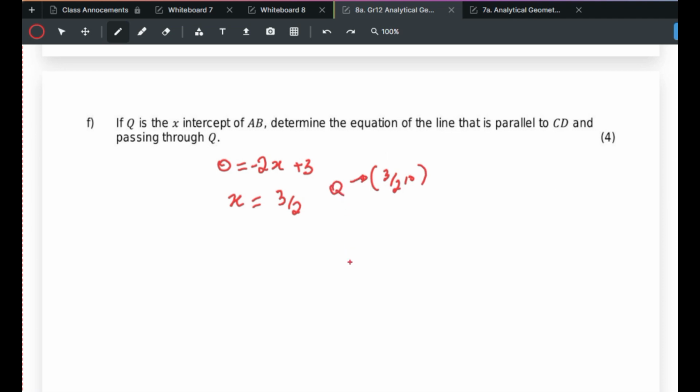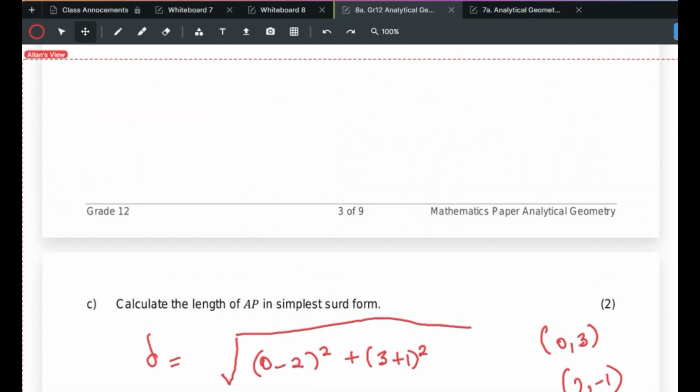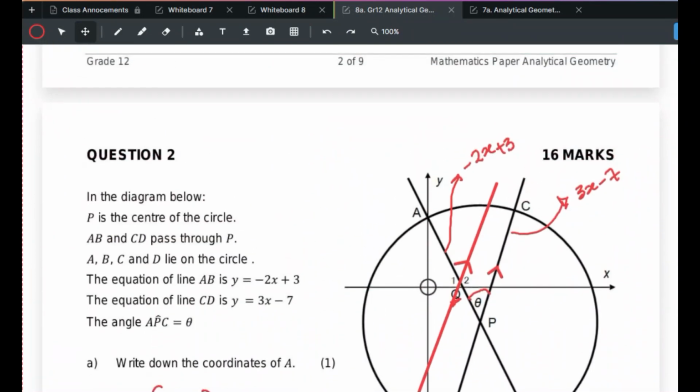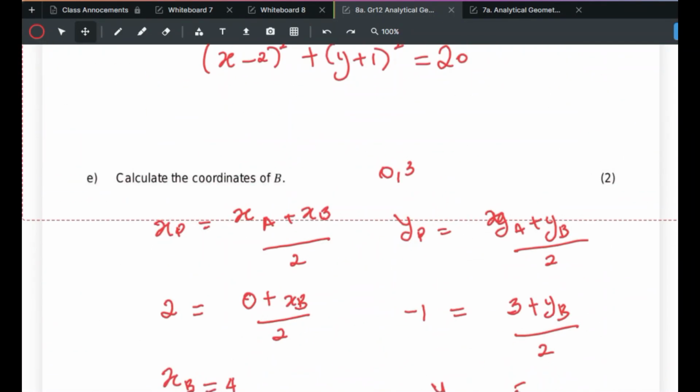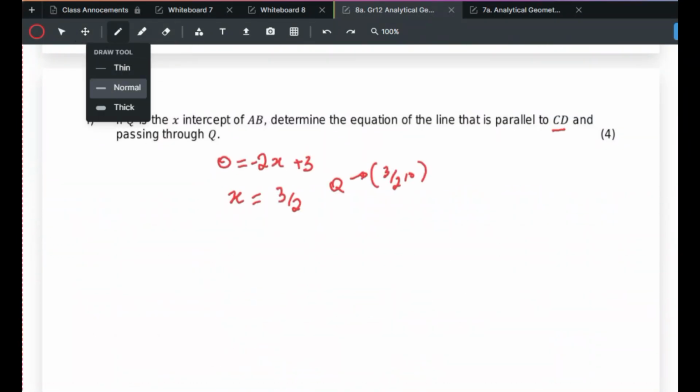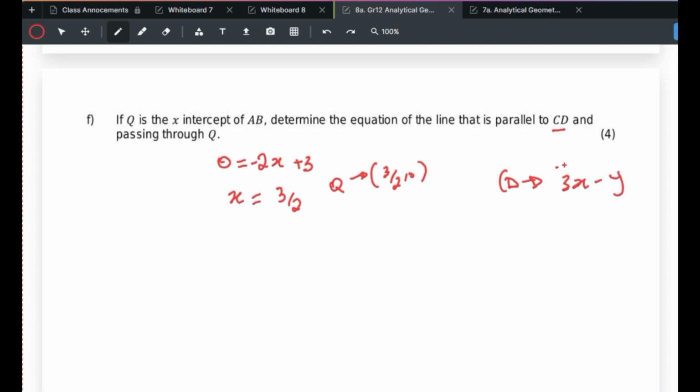That's for Q. Now, since this CD line is parallel to the line that we want, and the equation of CD was 3x plus 10, right? Or 3x plus -7. 3x minus 7. Okay, so we know the equation of CD is 3x minus 7, right?